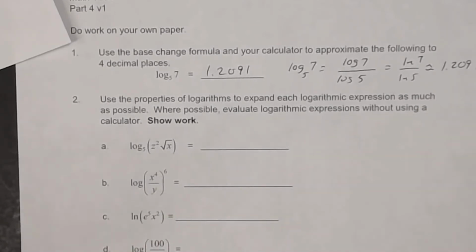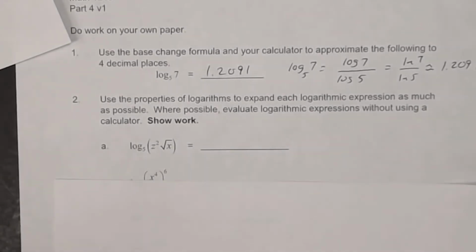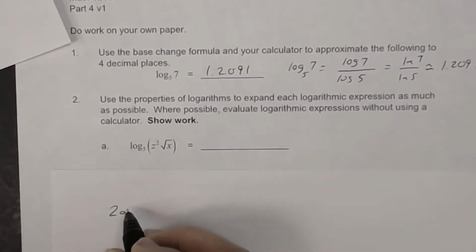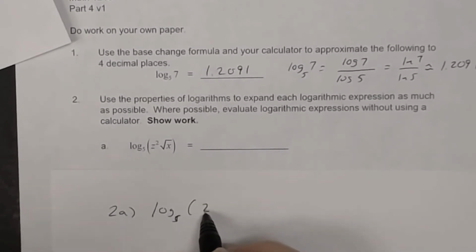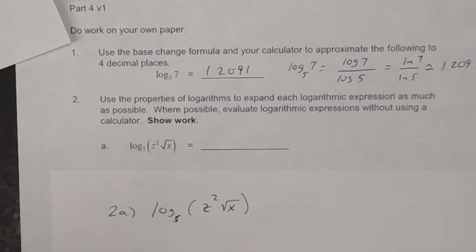So if you look at number 2, in 2a, you have the log base 5 of this product, z squared times the square root of x. Now, if you look at this, you've got to remember some things from the lesson. You've got to remember that you really need to write the square root of x as a rational exponent. Secondly, you've got to be careful.